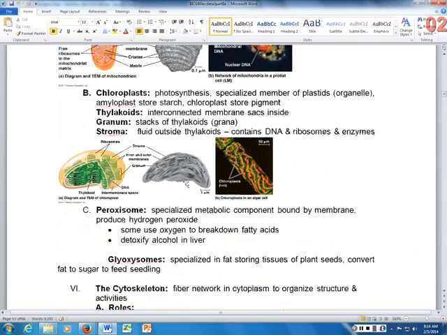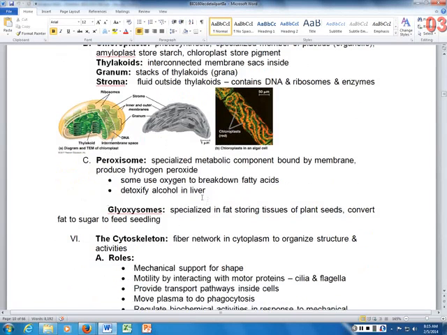So the chloroplasts are going to be a specialized member of the plastids. Some of the other plastids will store amyloplast, which is starch. Chlorophyll is a pigment that's going to absorb light. So inside you have the thylakoids, which are interconnected membrane sacs. And they're going to form these stacks called grana. And then the fluid around that is the stroma. And then you'll also have DNA, ribosomes, and enzymes around the outside.